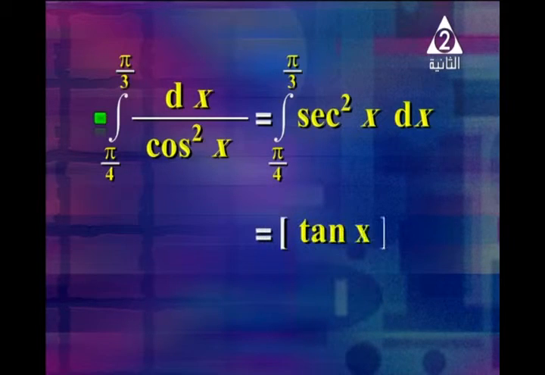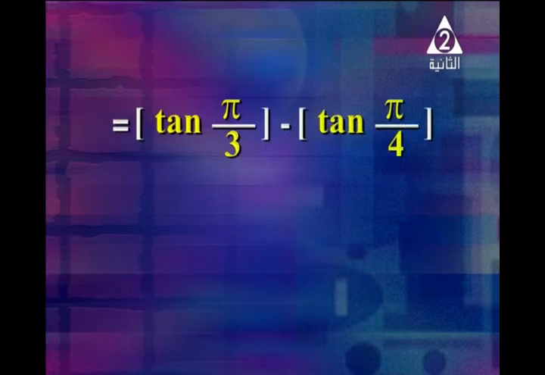the integration of dx over cosine squared x equals the same as the integration of sec square x dx from pi over 4 to pi over 3. What is the integration of sec square x, student? tan x. Remember, the integration of sec square equals tan, because the differentiation of tan x equals sec square. After that, by substitution of x equal pi over 3, then tan pi over 3 minus tan pi over 4 equals what? Equals root 3 minus 1.